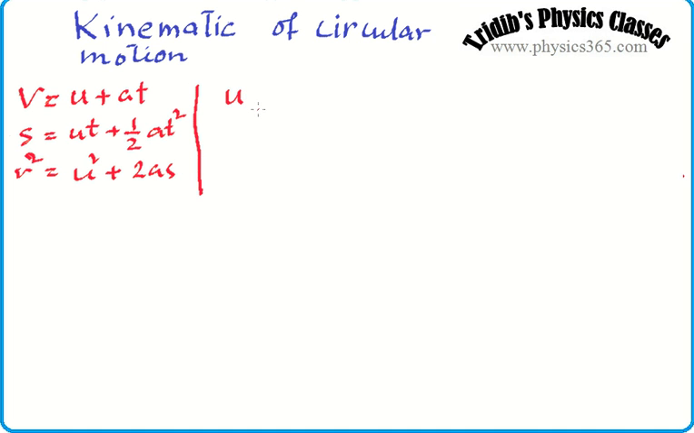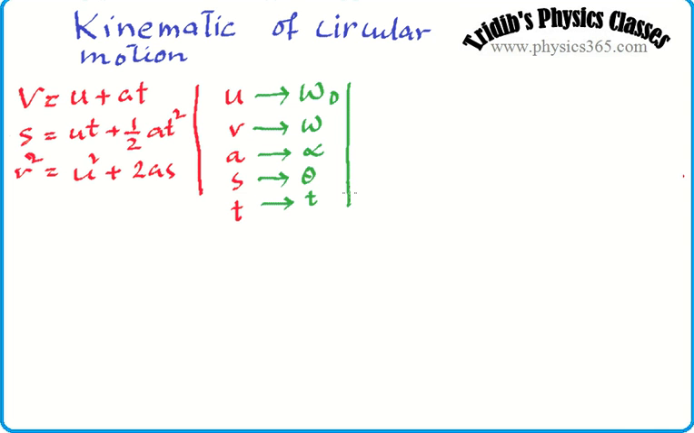Now, exactly similar to that, here u is your initial velocity, v is your final velocity, a is your acceleration, s is your distance traveled, and t is your time. Those quantities will be changed in circular motion. u will become u naught, the initial angular velocity. v will become omega, angular velocity. a will become angular acceleration alpha. Distance traveled will become theta. And t is the time taken. Now just change those equations and write them.